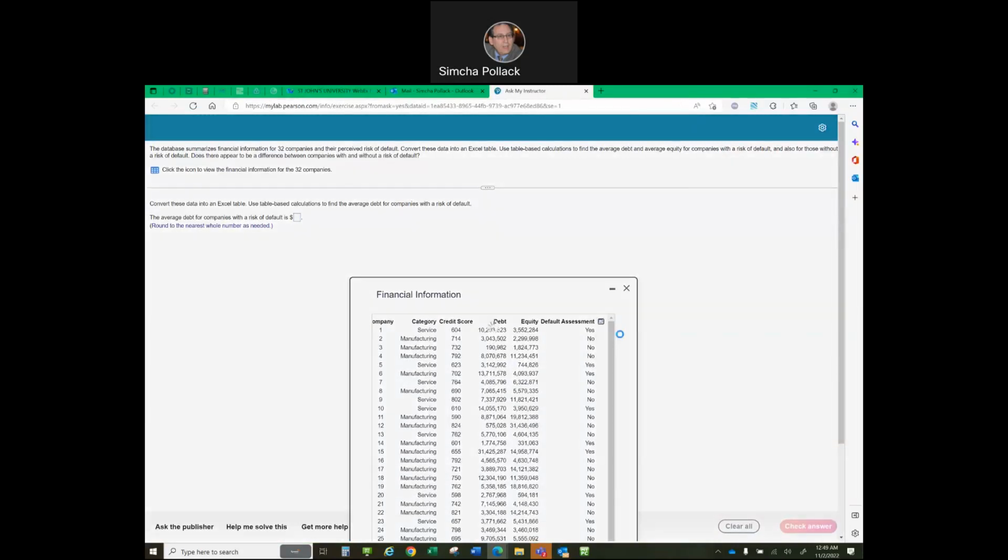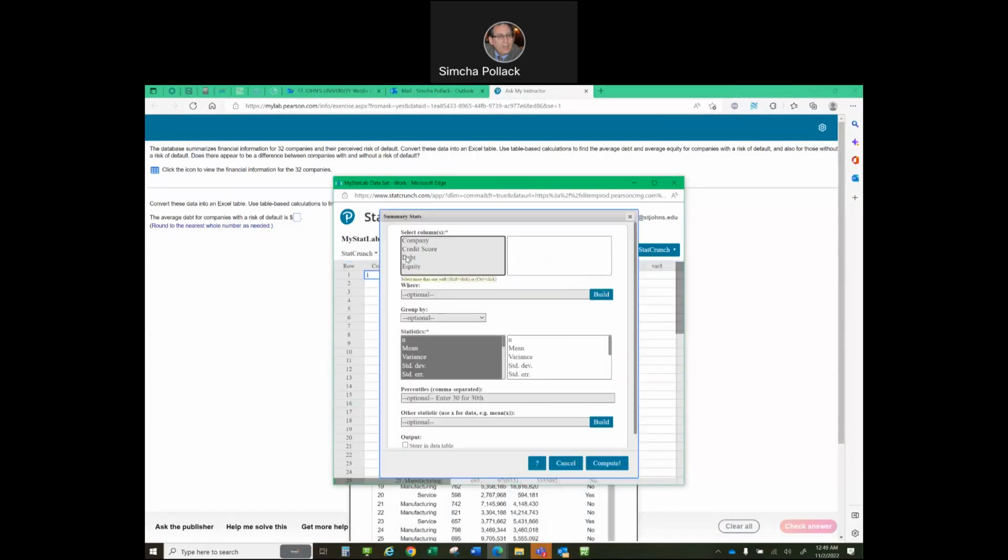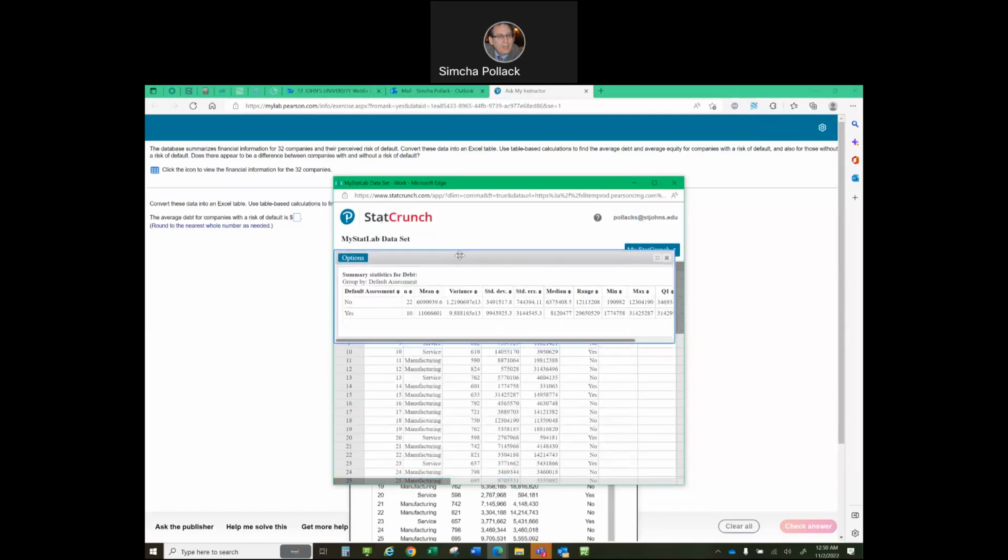Open StatCrunch. Stat, summary stat, columns, the debt variable, debt. I'm going to group by the default assessment, either going to default or not going to default, so two subcategories. You say compute, and we have our answers. What is the average debt of companies with risk of default? It's a yes. It's this number here.